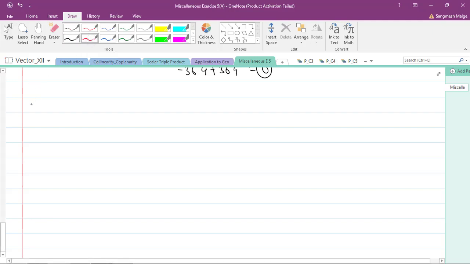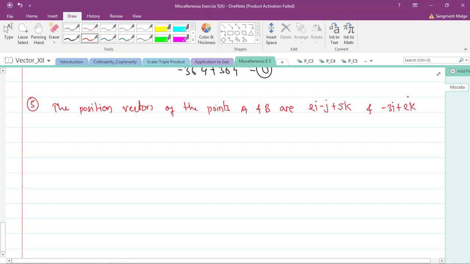So question number 5 goes like this: the position vectors of the points A and B are 2i minus j plus 5k and minus 3i plus 2j respectively.